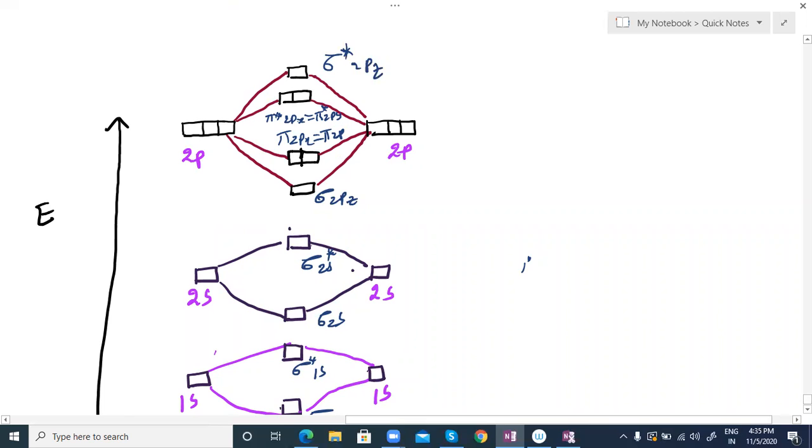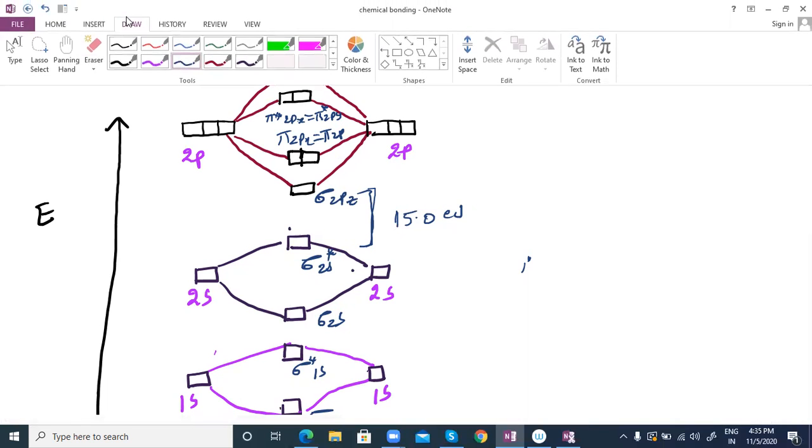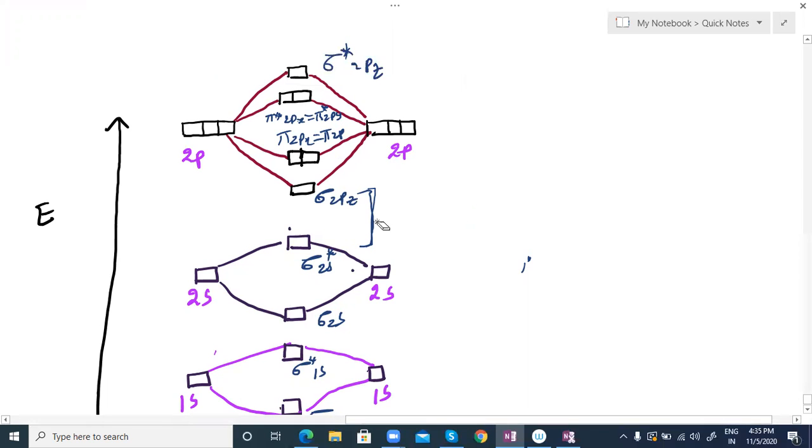Generally, when sigma 2pz and sigma star 2s orbitals intermix, the sigma 2pz orbital energy increases, as in the case before oxygen. But here the energy gap is more between these two orbitals, and with more energy gap they can't intermix. Here, for the oxygen atom, 15 electron volts is given. So more energy gap means they can't intermix, so they won't form different structures. This we can apply for systems with more than 14 electrons.